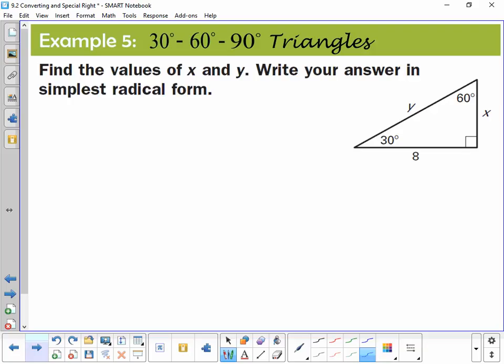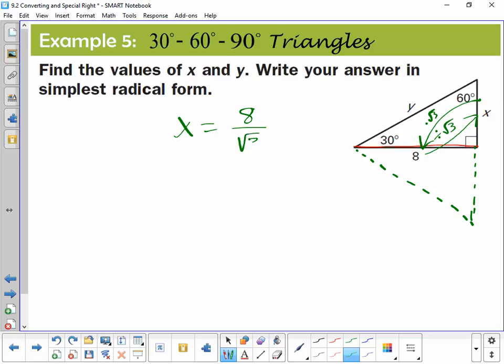This time it's the height we have. So again, if I picture that equilateral triangle, if I can find x, I know y is just twice as long. Well, if I'm going in this direction, I multiply by root 3. So if I'm going the other way, I have to divide by root 3. So x is 8 over root 3.